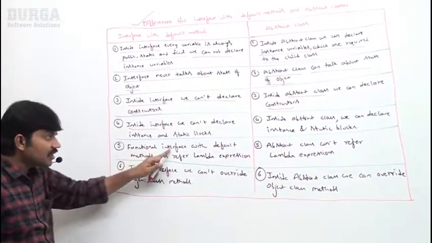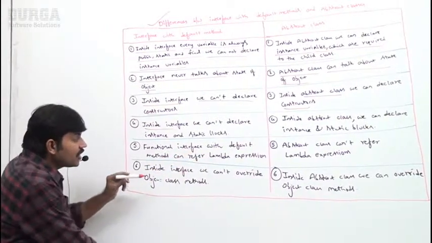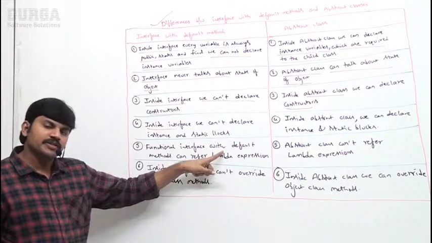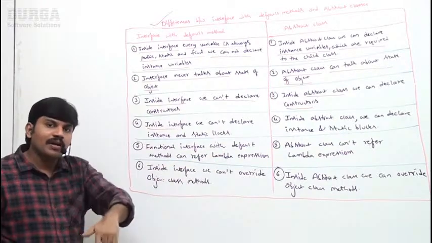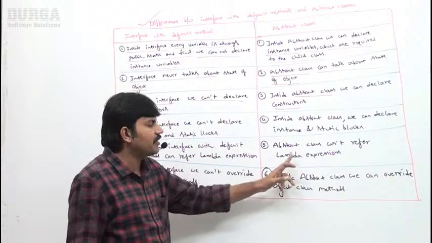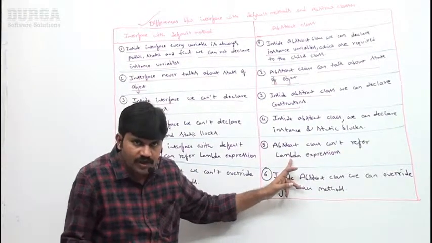Next, a functional interface with a default method can refer to a lambda expression. An interface can refer to a lambda expression, right? But an abstract class can't refer to lambda expressions. Clear for all of you?